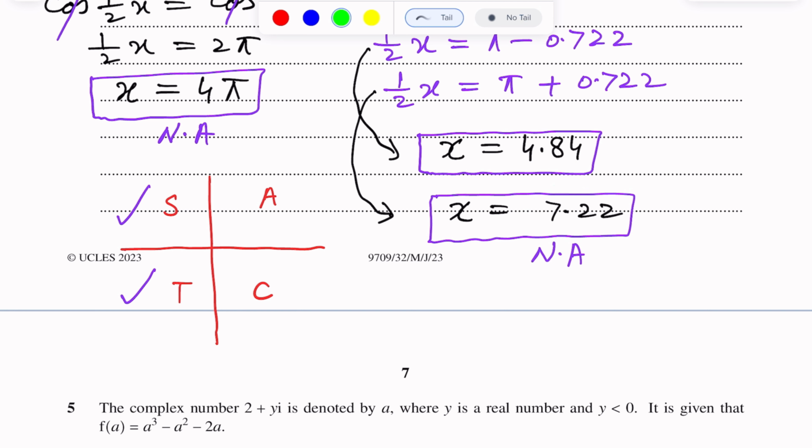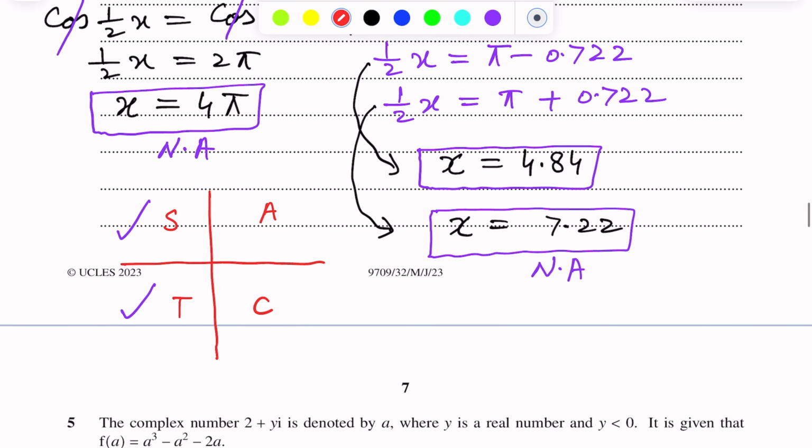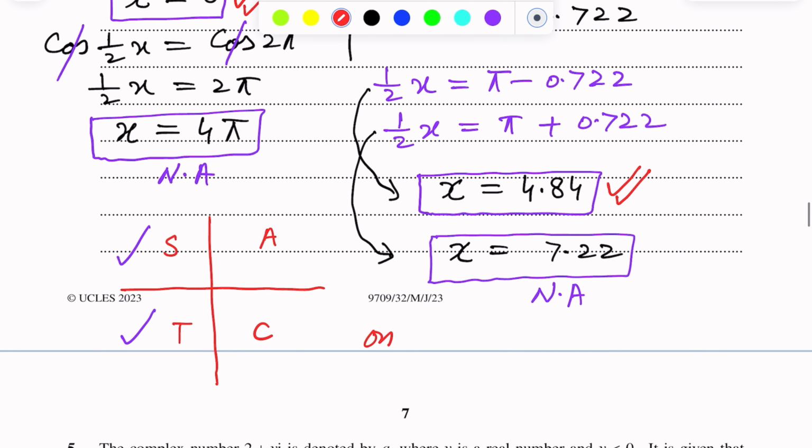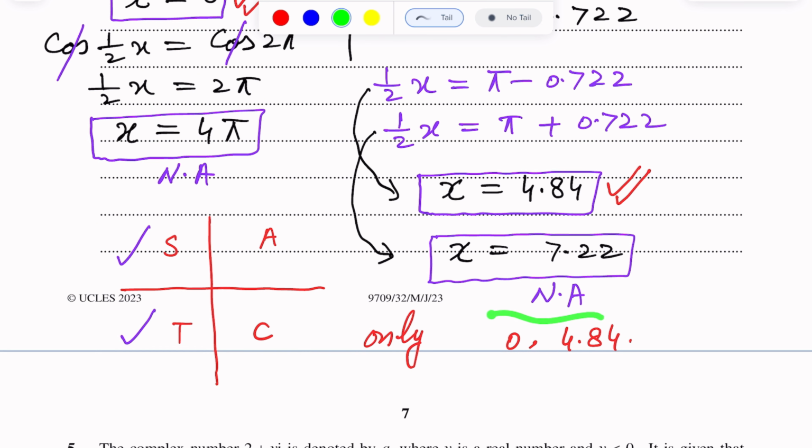So the only answers are x is equal to 0 and x is equal to 4.84. The only answers are 0 and 4.84 radian. These are the final answers.